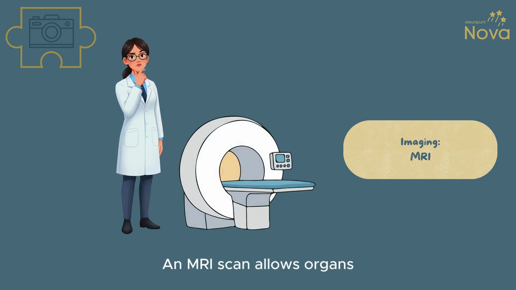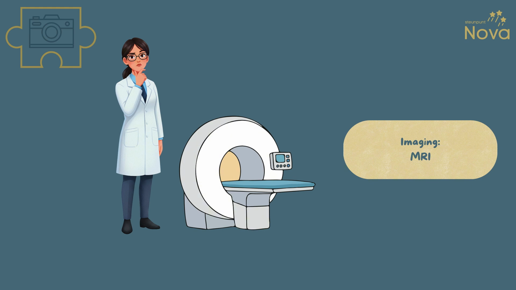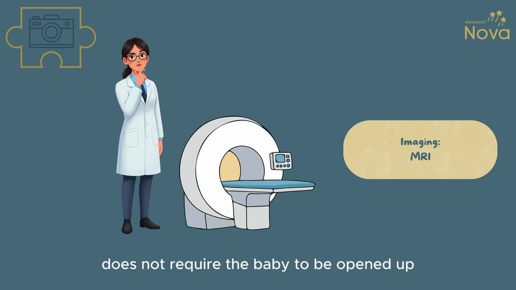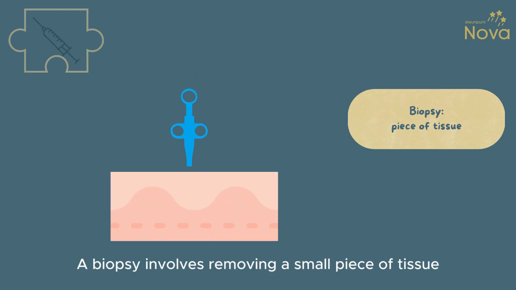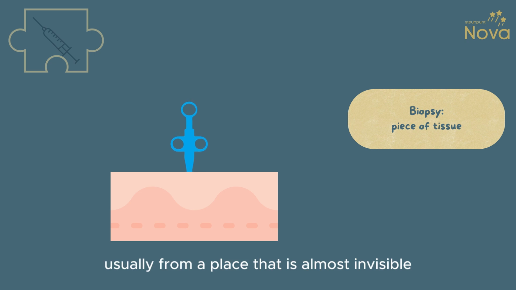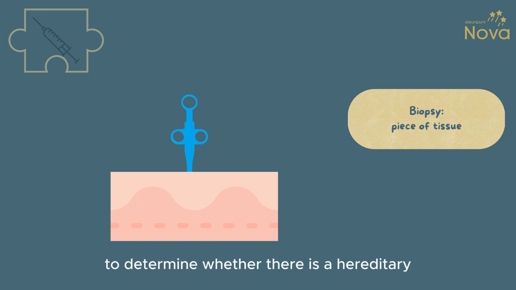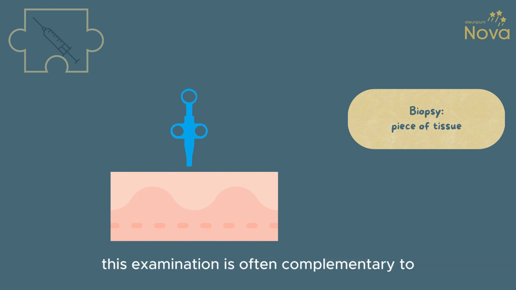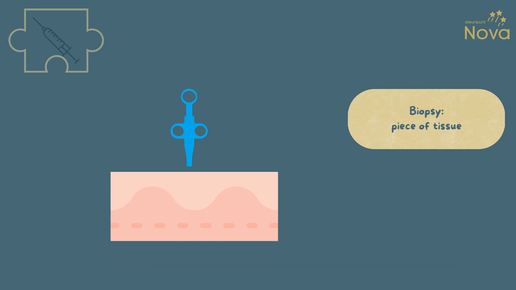An MRI scan allows organs, muscles, and the nervous system to be examined in detail. This examination does not require the baby to be opened up. It leaves no scars or damage. A biopsy involves removing a small piece of tissue from your baby, usually from a place that is almost invisible. This small piece of tissue can be examined to determine whether there is a hereditary abnormality. This examination is often complementary to, for example, amniocentesis or chorionic villus sampling.